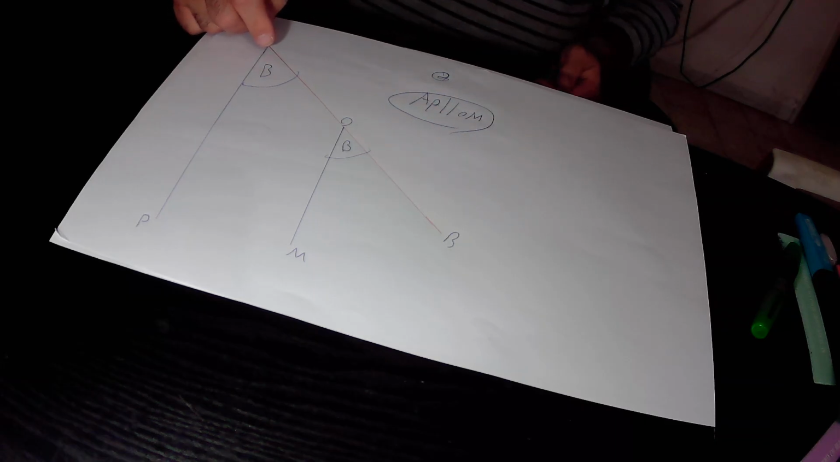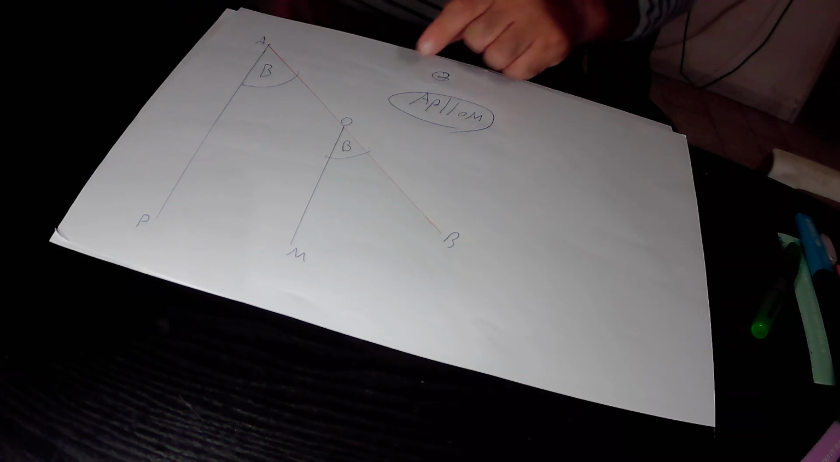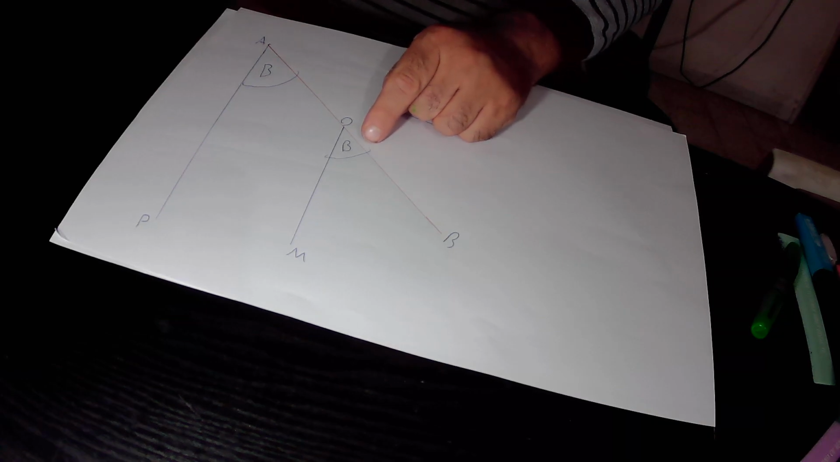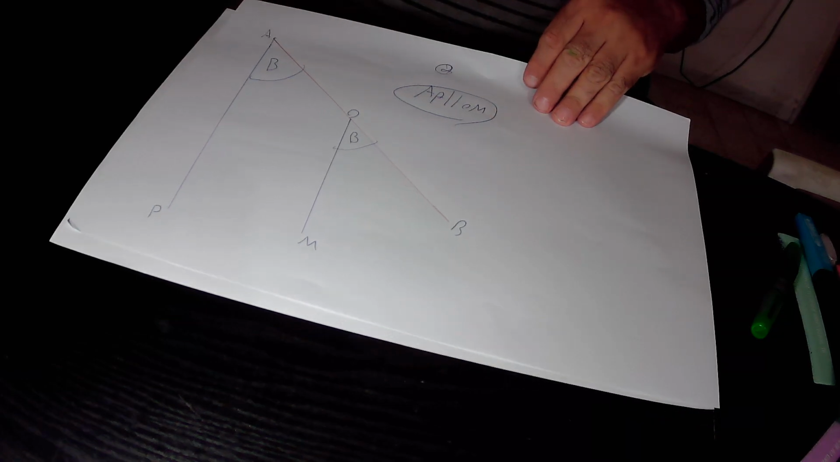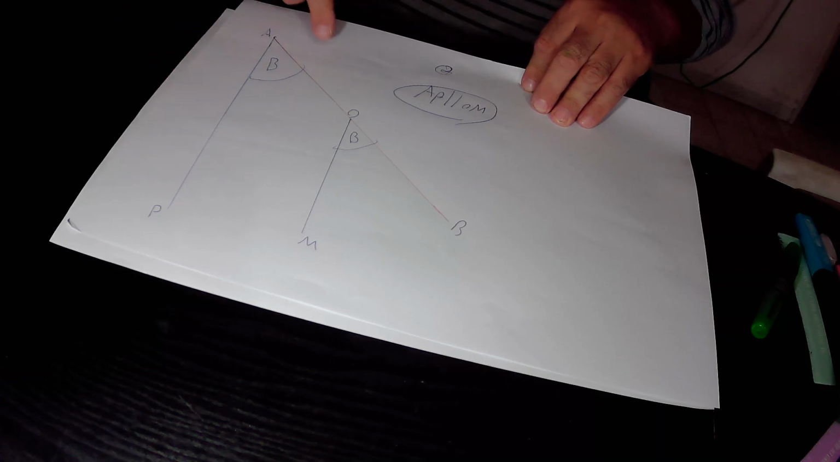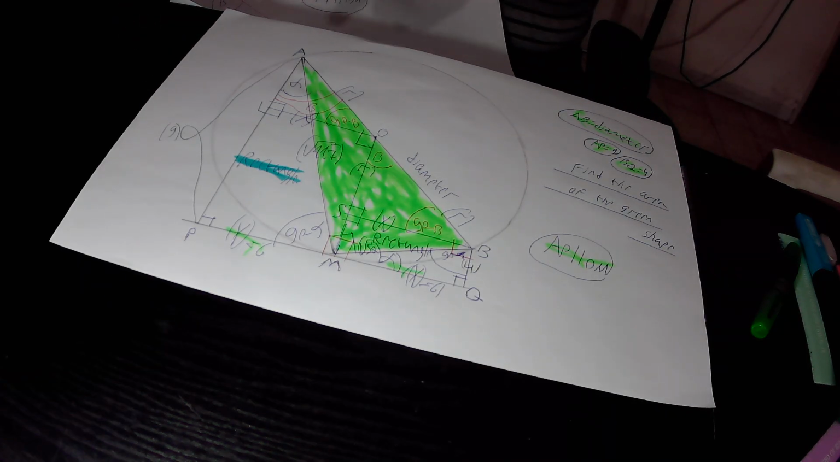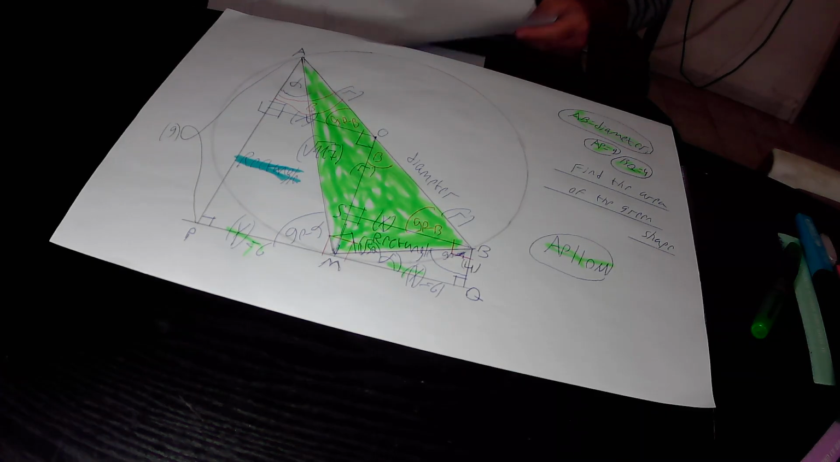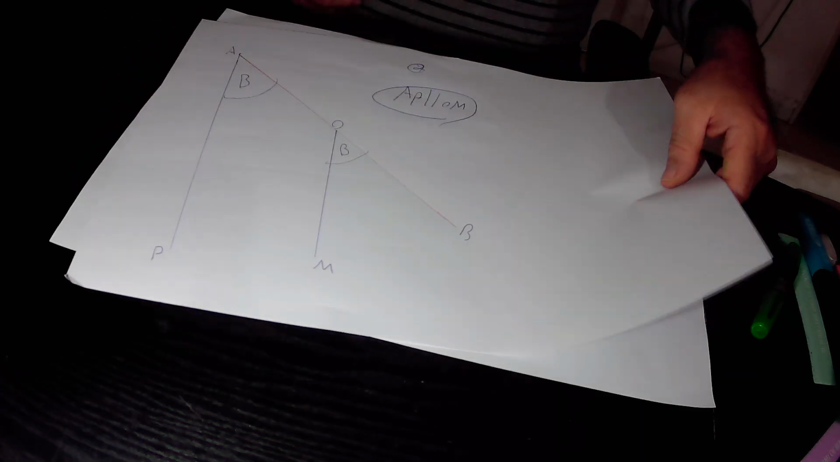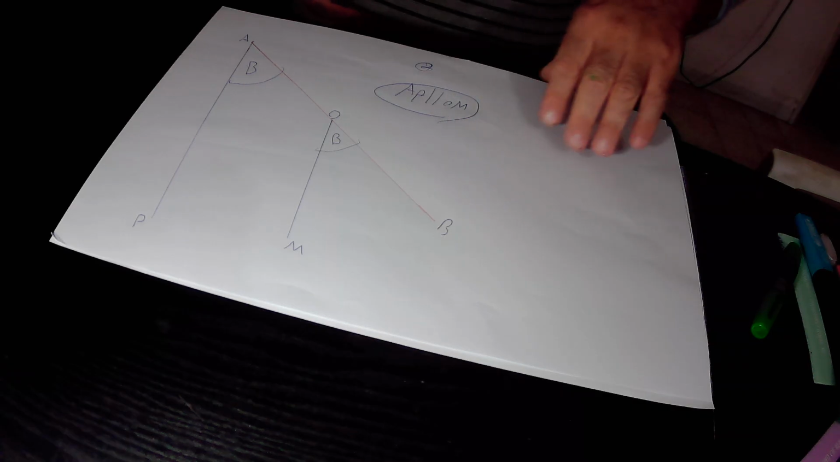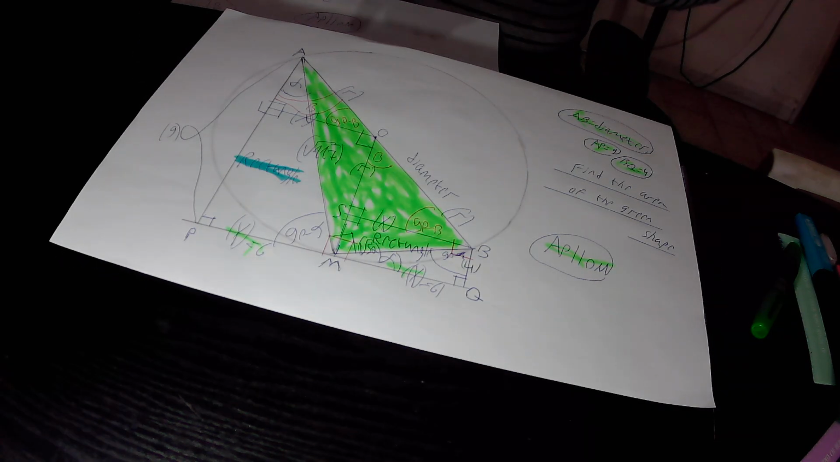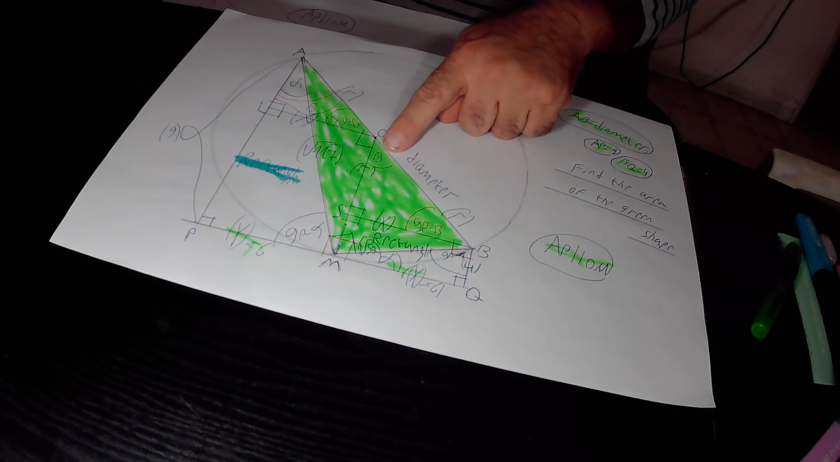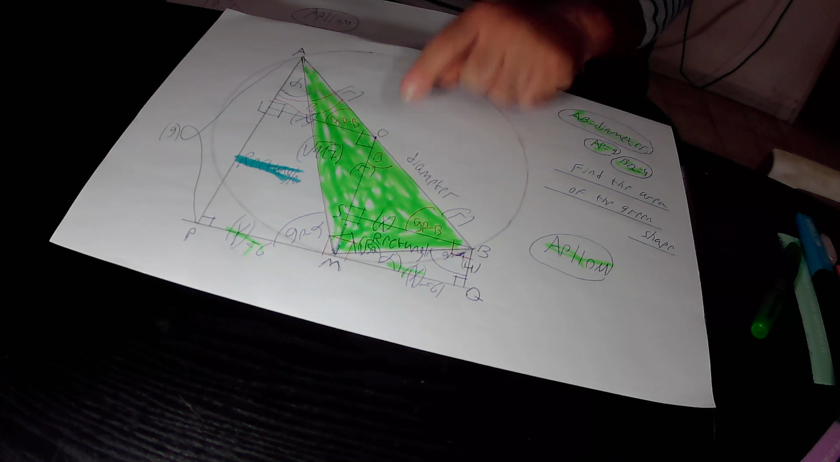So if you define the size of this angle as beta, then the size of this angle must also be equal to beta because they are equal to each other. So we find out that angle PAO equals beta. We also find out that angle MOB also equals beta. This is angle MOB is also equal to beta degrees in size.